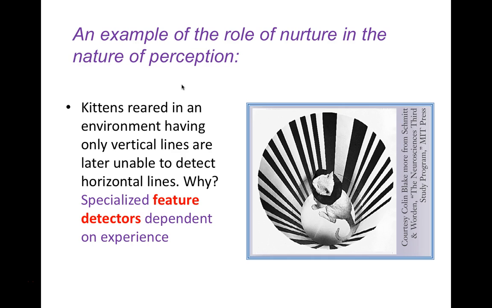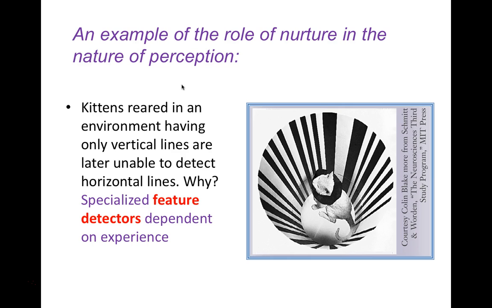Okay, so classic studies done with kittens. We've got kittens who are raised from birth in an environment that has only vertical lines, okay? No horizontal lines, okay? It's all vertical, okay? And as adult cats, raised this way, they are unable to detect horizontal lines, okay? Don't see them when they're presented, okay?